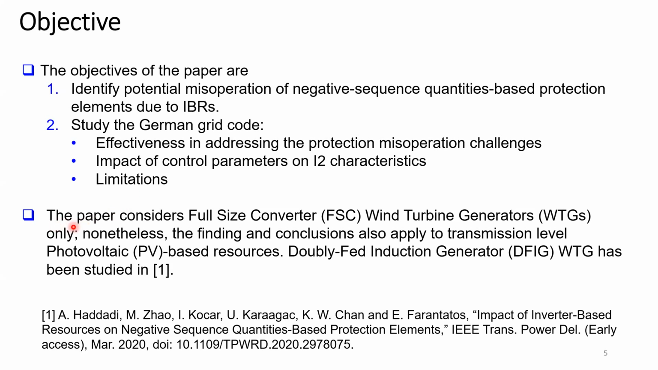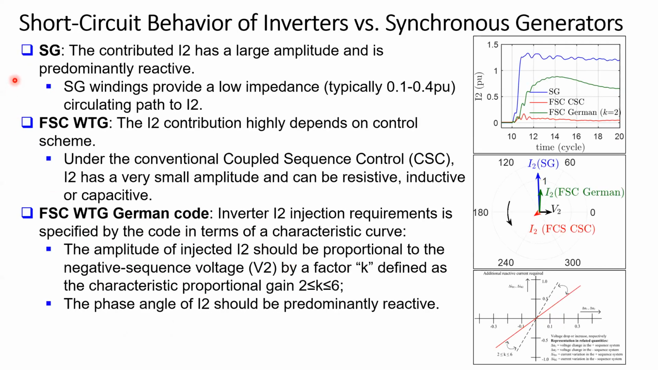One quick note: in this paper, we only consider the full-size converter, FSC, or type 4 wind turbine generator. The findings also apply to transmission-level photovoltaic PV resources, but we leave out the doubly fed induction generator, DFIG, or type 3 wind turbine generator, which has been studied in a different paper. So first, let's take a look at the key I2 characteristic under a conventional synchronous generator, a type 4 wind turbine generator, and a type 4 wind turbine generator under the German grid code.